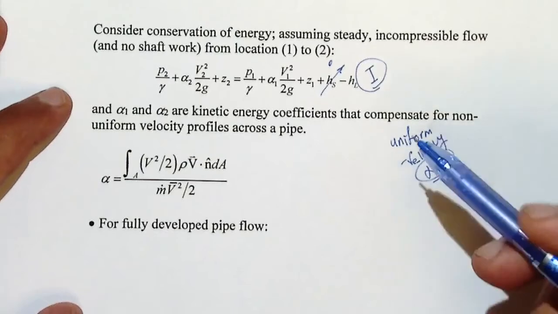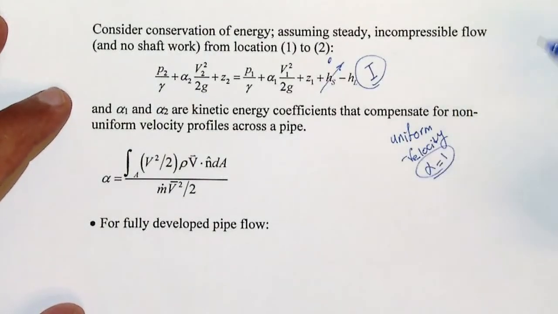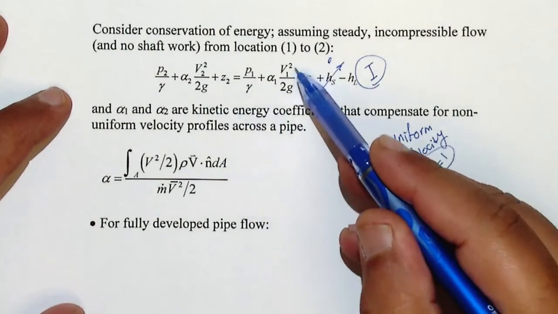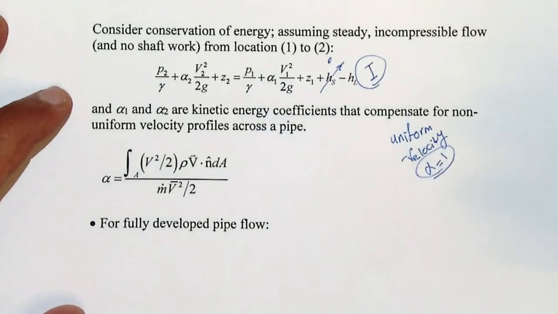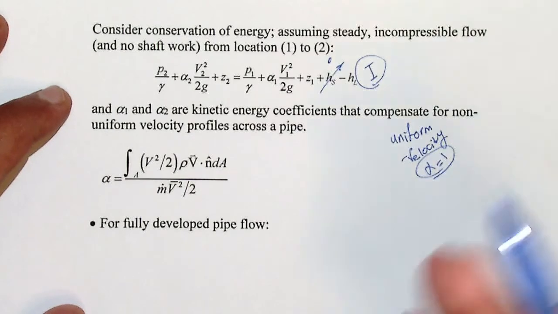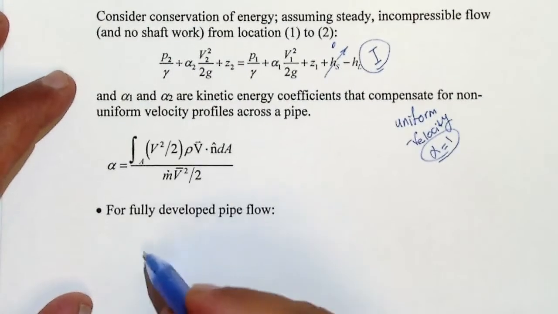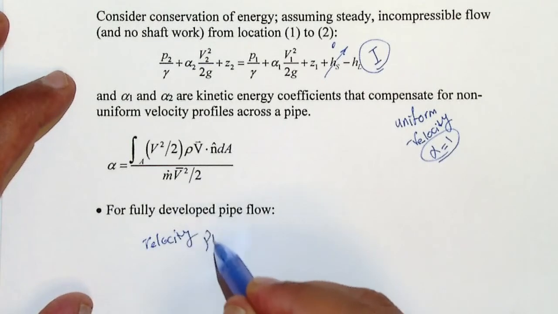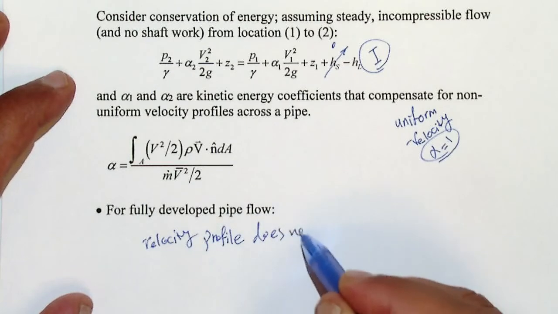But what is important here is that when you are in the fully developed flow region, where we are doing this analysis, then alpha 1, alpha 2, and V1 squared, V2 squared, our average velocities, are all the same, right? Because the velocity profile doesn't change. Whatever you have in the pipe for fully developed pipe flow, the velocity profile does not change.